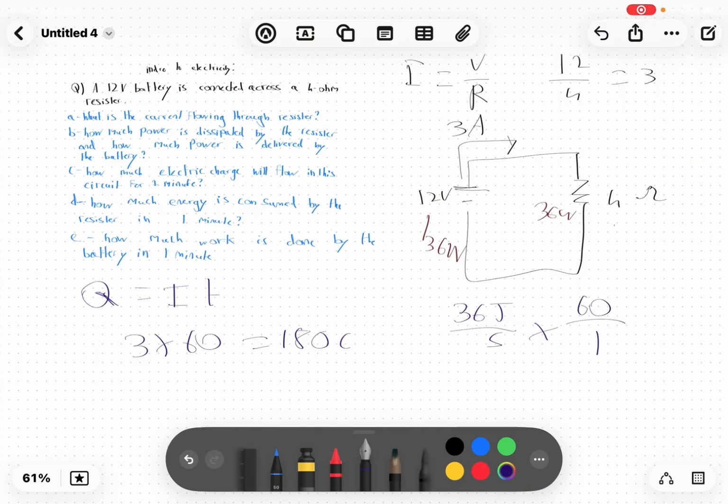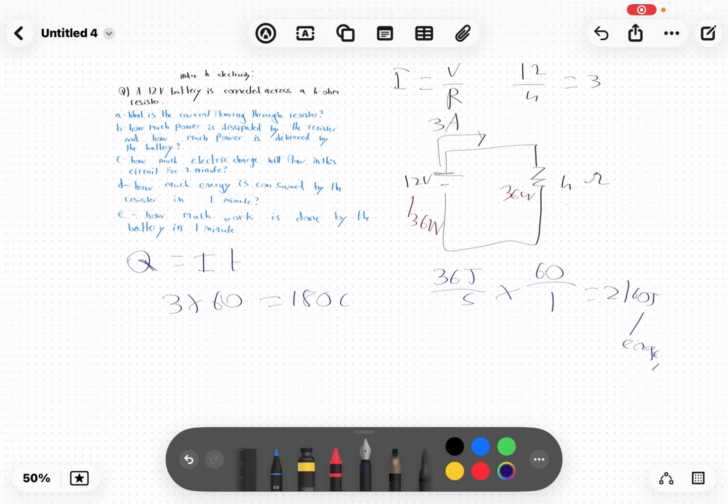So 36 times 60 is equal to 2160 joules, because joules are energy. So yeah, that's the answer for this one.